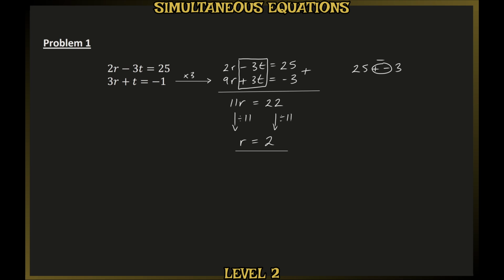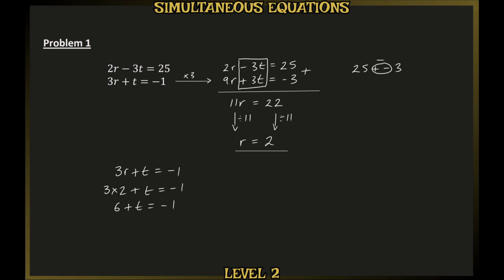To find the value of t, we now need to substitute this value of r into one of the two equations. And the second equation looks easier to work with because it has a plus in it, so I'm going to choose that one. So starting with 3r plus t is equal to minus 1, I'm going to substitute in r for 2, so we have 3 times 2 plus t is equal to minus 1, and since 3 times 2 is 6, we have 6 plus t is equal to minus 1.